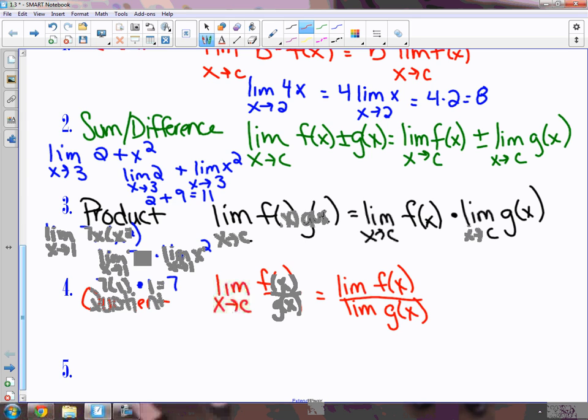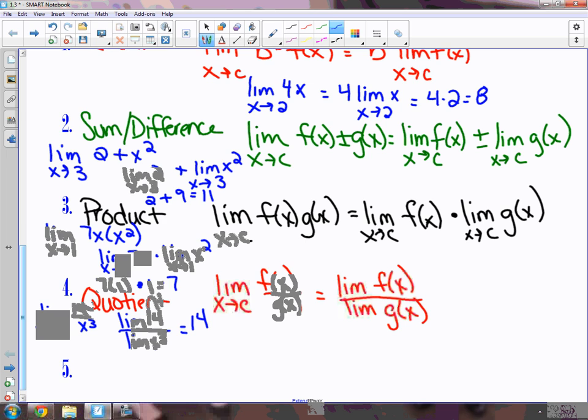Alright, let me give you an example of this. The limit of 14 divided by x cubed as x approaches 2 can be the limit of 14 over the limit of x cubed. And they're both as x approaches 2. What's going to be the limit of 14? 14. What's the limit of x cubed as x approaches 2? 8. And so there's our limit. You can reduce that if you want, but you can leave it as 14/8.